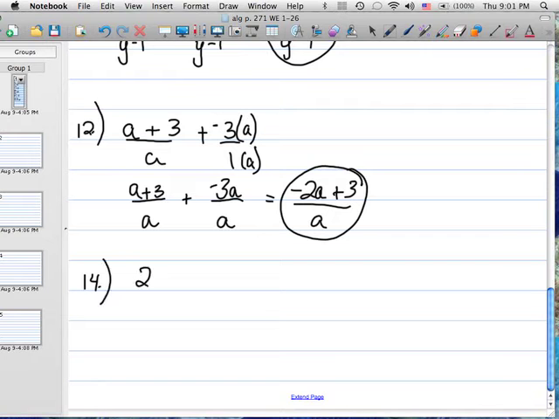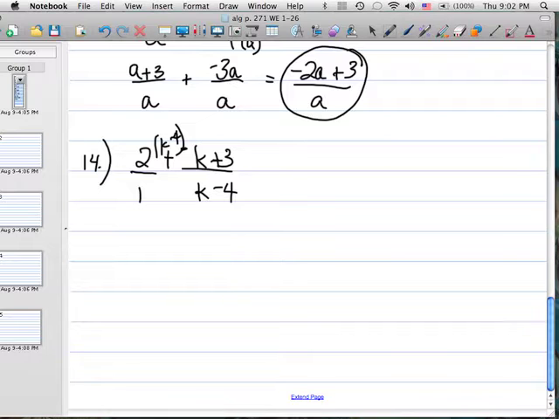14, we have 2 minus k minus 3 over k minus 4. We're going to change the subtraction to addition and change the signs of the binomial after it. Put the 2 over 1. To get the first 2 over 1 to be this fraction, we need to multiply top and bottom by k minus 4. I'm just going to show the multiplication of the top. So our least common denominator is k minus 4, and the top will be 2k minus 8.